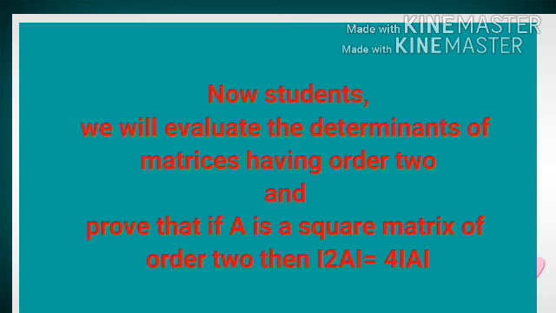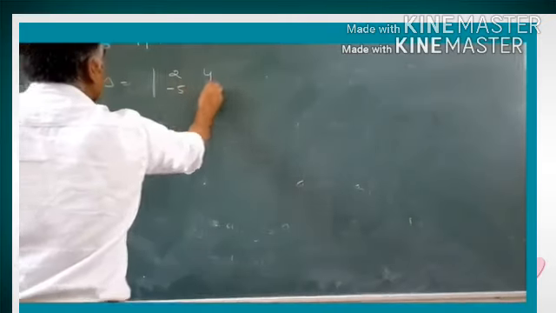Now students, we will evaluate determinants of matrices of order 2 and prove that if A is a square matrix of order 2, then the determinant of 2A is equal to 4 times the determinant of A. First question: evaluate the determinant |2 4; -5 -1|. We have to find its value. Solution: let delta equal to |2 4; -5 -1|.